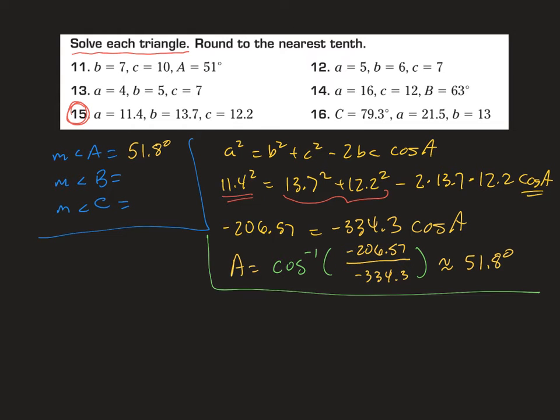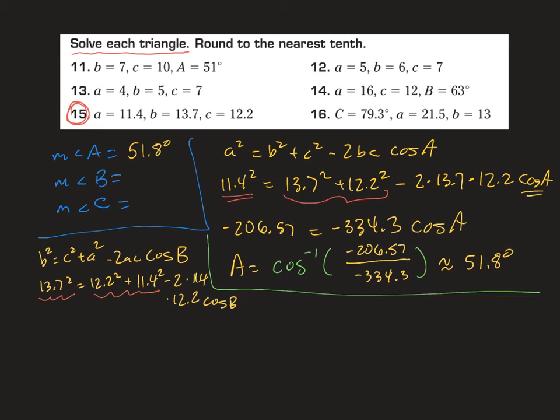For angle B, we'll use the formula b squared equals c squared plus a squared, or a squared plus c squared, minus 2ac cosine B. And when we put the information in, we'll get 13.7 squared equals 12.2 squared plus 11.4 squared minus 2 times 11.4 times 12.2 cosine B. And again, I'm going to do some calculations here. I will do 13.7 squared minus the sum of 12.2 squared plus 11.4 squared. And when I do that, that's going to be negative 91.1.